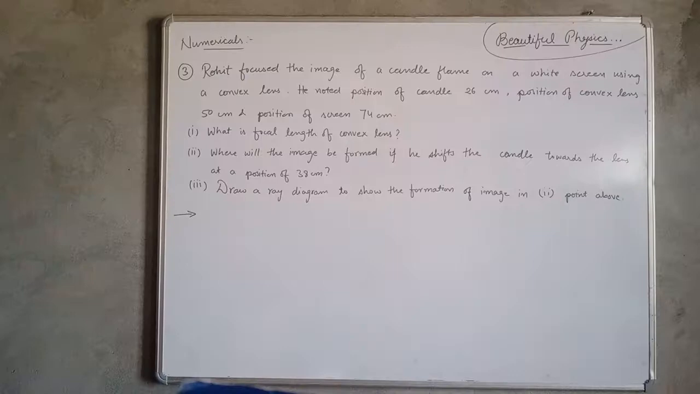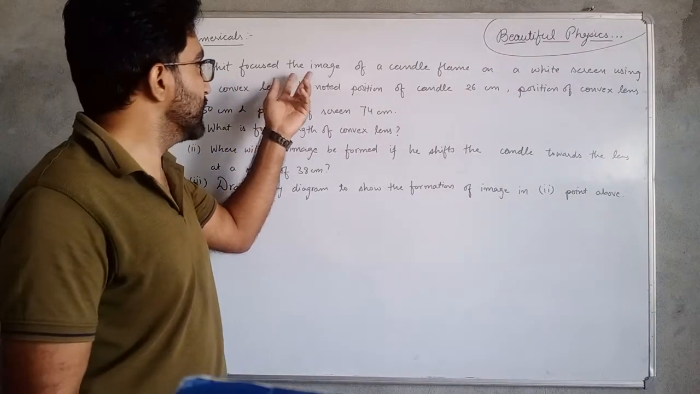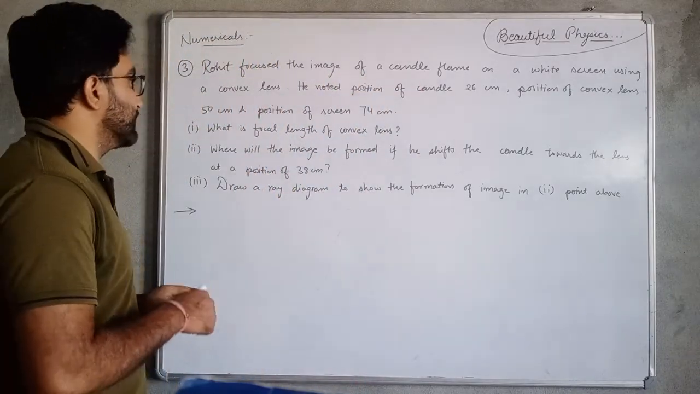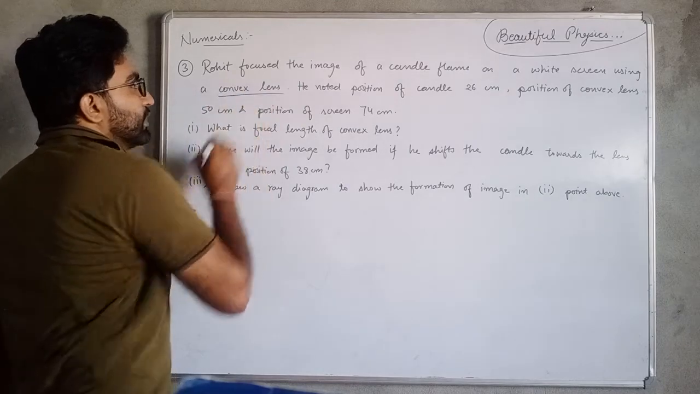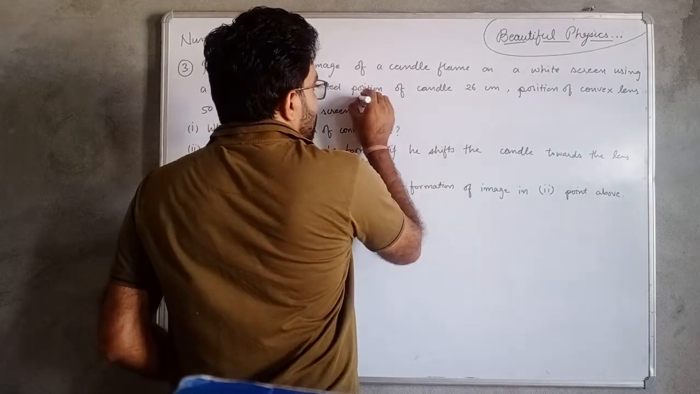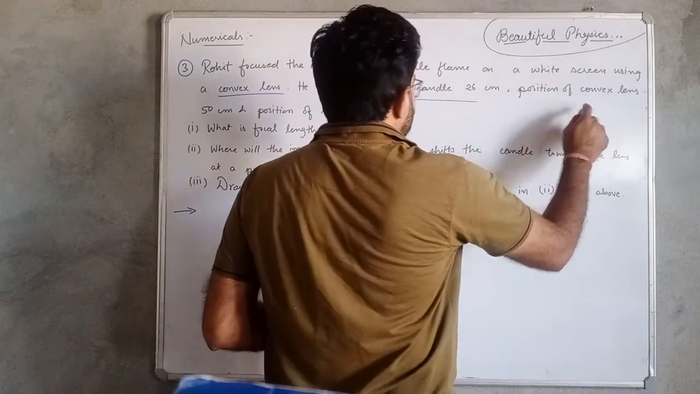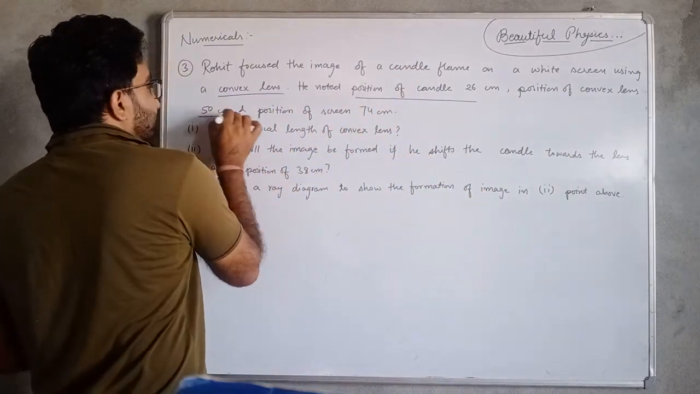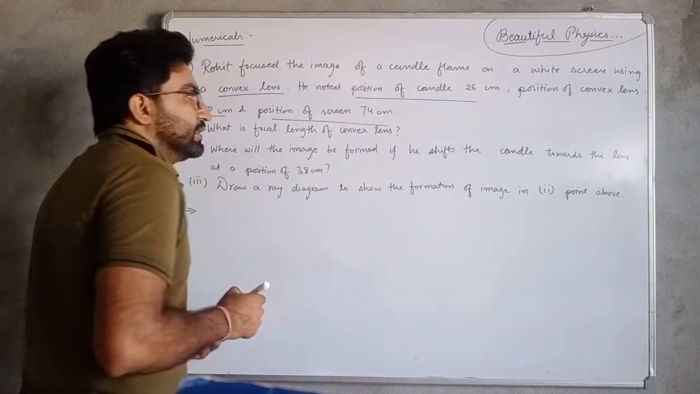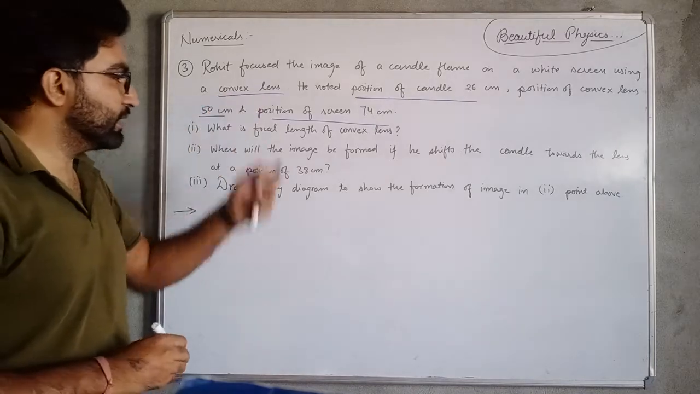Our next question is: Rohit focused the image of a candle flame on a white screen using a convex lens. He noted the position of the candle, which is 26 centimeter, the position of the convex lens is 50 centimeter, and the position of the screen is 74 centimeter. Rohit is using a meter scale.